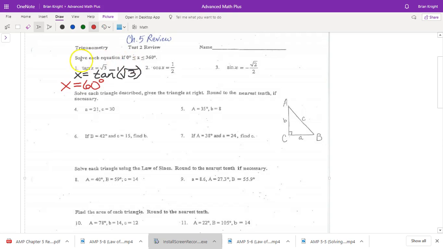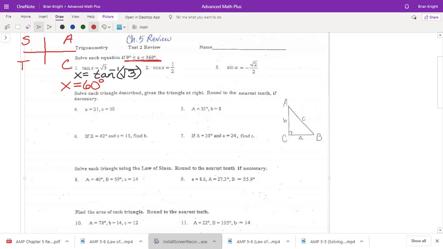Now, the directions say solve each equation if 0 is less than or equal to x, which is less than or equal to 360. So we have to find all the angles from 0 to 360 that would have a tangent of square root of 3. 60 is not the only one. So here's where the little thing I taught you, All Star Trig, comes in handy. Remember, this tells you which trig ratios are positive or negative.